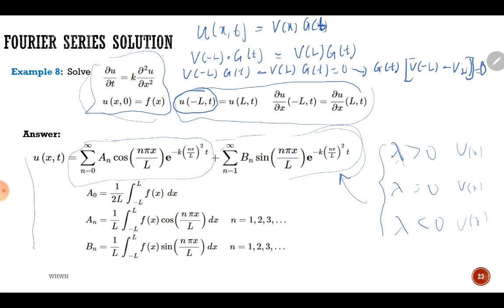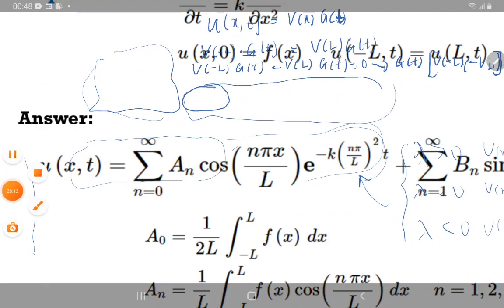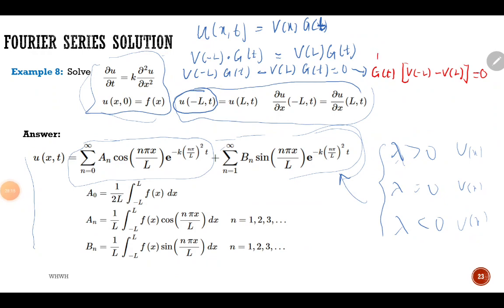Remember, when we want to determine the boundary condition here, we have two things to consider, where either GT equals to 0 or V negative L minus VL equals to 0. Refer back to the part 1 video last time, the video from last week, the asynchronous lecture. How do we determine the single variable boundary condition? So we have two options: either consider GT equals to 0 or the second part here equals to 0.